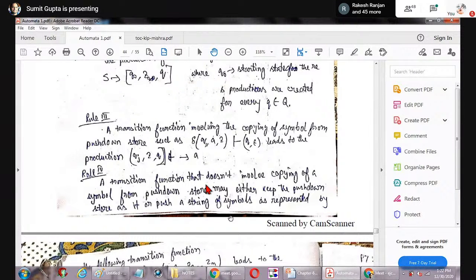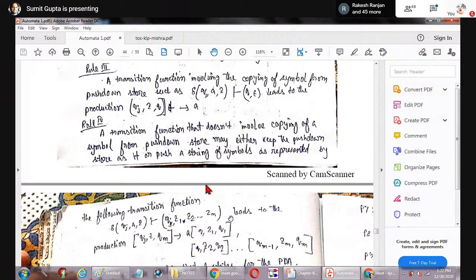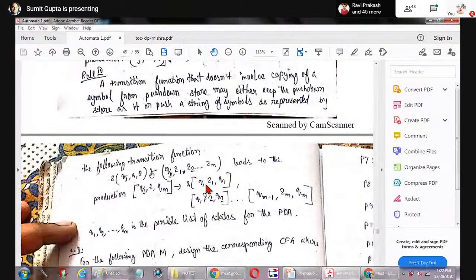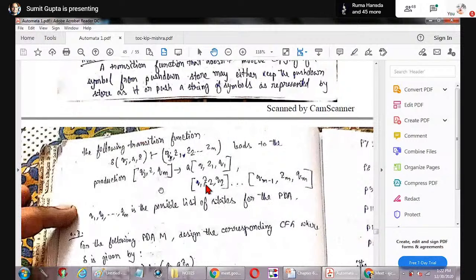So just see, if we had this kind of transition, delta of qj comma aj gives q comma z1 z2 till zn. It will lead me into productions such as qj z comma qm will give me q z1 q1, q1 z2 q2, q2 z3 q3 and so on, where q1, q2, q3 till qm is the possible list of states for the PDA. Let us do a numerical and then we will understand better.